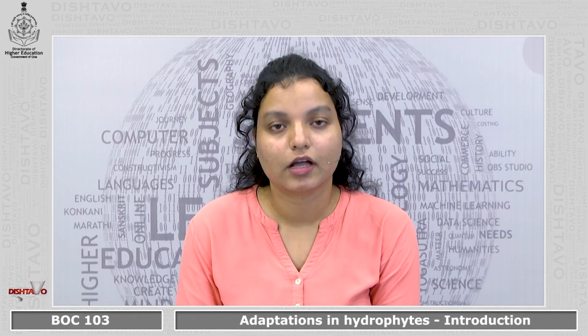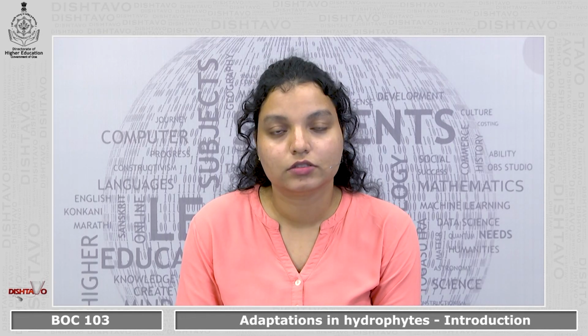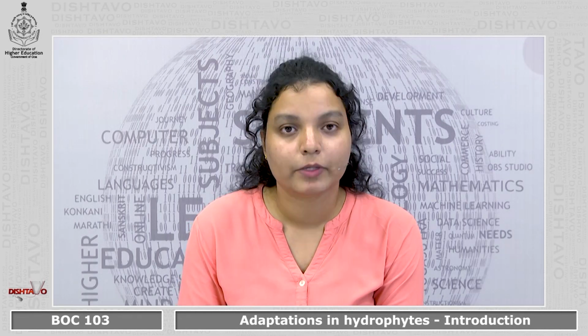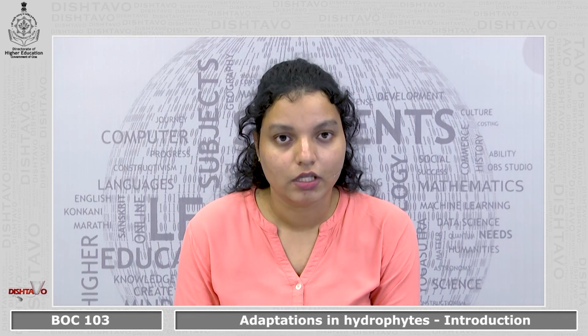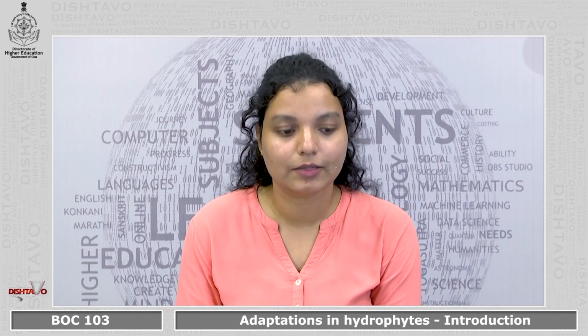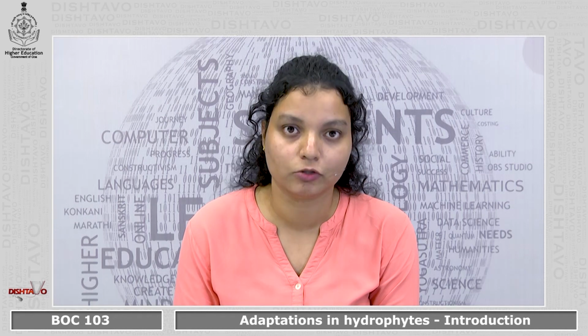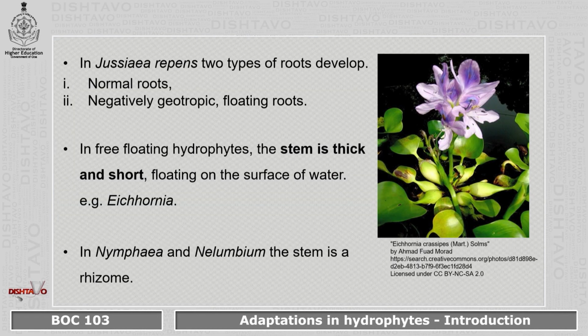Now, there are also some hydrophytes wherein the hydrophyte possesses roots not just of one type, but they have two types of roots. They have normal roots, at the same time they have negatively geotropic roots, wherein the normal roots will be embedded onto the bed of the pond, while the negatively geotropic roots are going to be floating on the surface of the water.